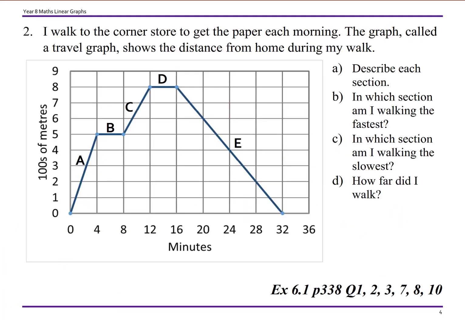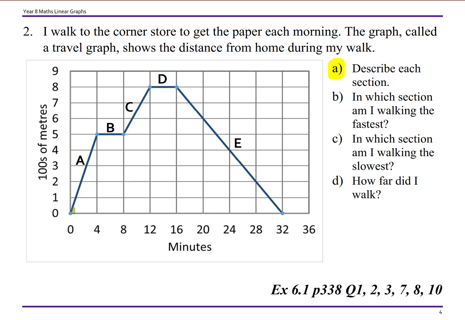Let's look at another question. I walk to the corner store to get the paper each morning. The graph, called a travel graph, shows the distance from home during my walk. A, describe each section. In which section am I walking the fastest? In which section am I walking the slowest? How far did I walk? So let's start with part A, and I'm not going to write the answer because I don't have enough room, but we'll describe it. So let's describe each section.